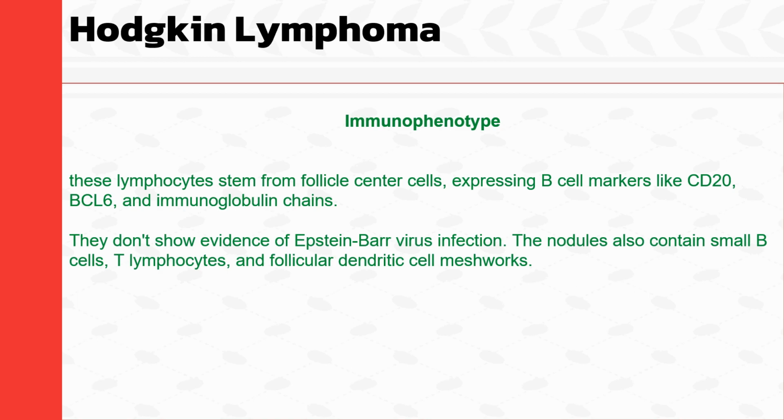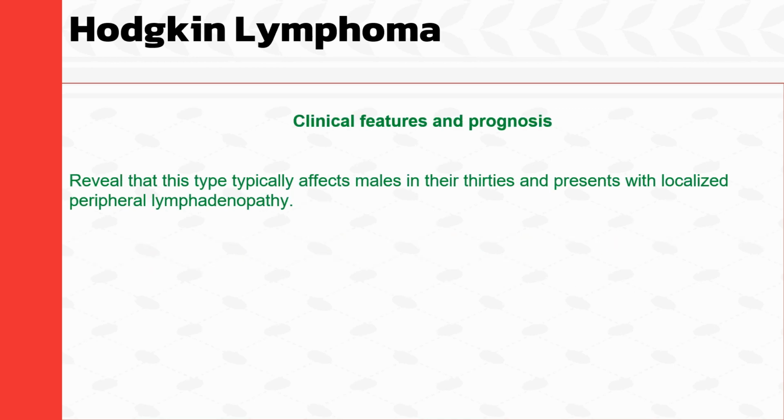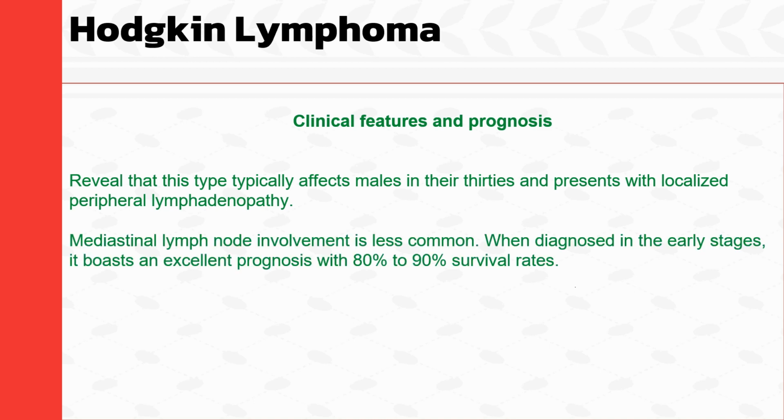The nodules also contain small B cells, T lymphocytes, and follicular dendritic cell meshworks. Clinical features and prognosis reveal that this type typically affects males in their 30s and presents with localized peripheral lymphadenopathy. Mediastinal lymph node involvement is less common. When diagnosed in the early stages, it boasts an excellent prognosis with 80% to 90% survival rates.